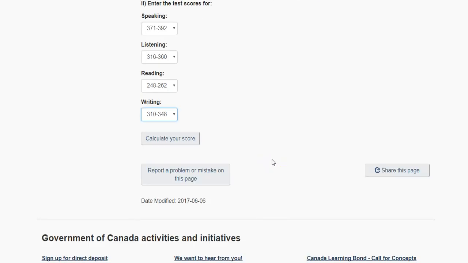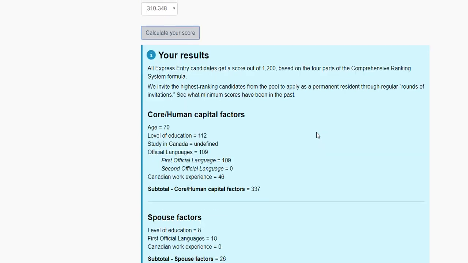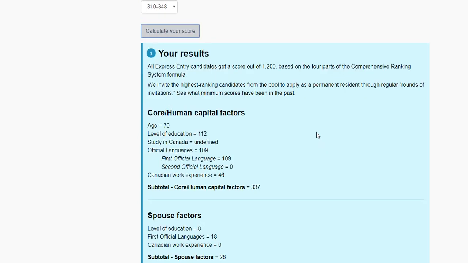Now it comes to the point that I can calculate my score. This is the final point. So it asked me all the questions required for the assessment of the CRS, and now it's gonna give me the final answer. My results, as you can see here, it's gonna give you the results based on the information that I have provided answering those questions.